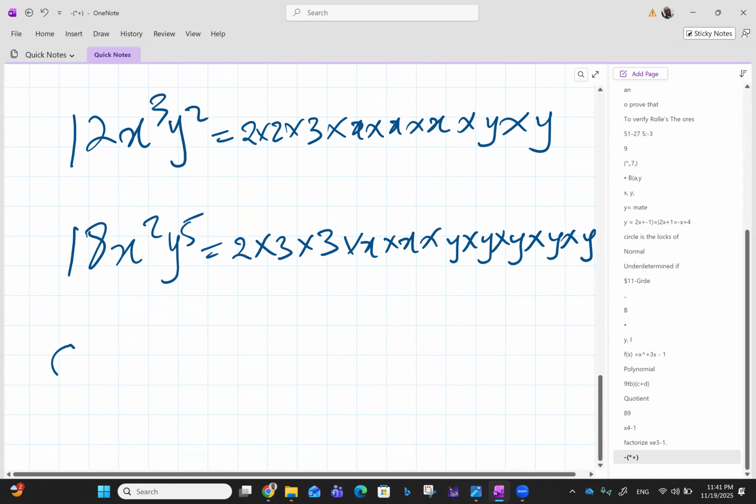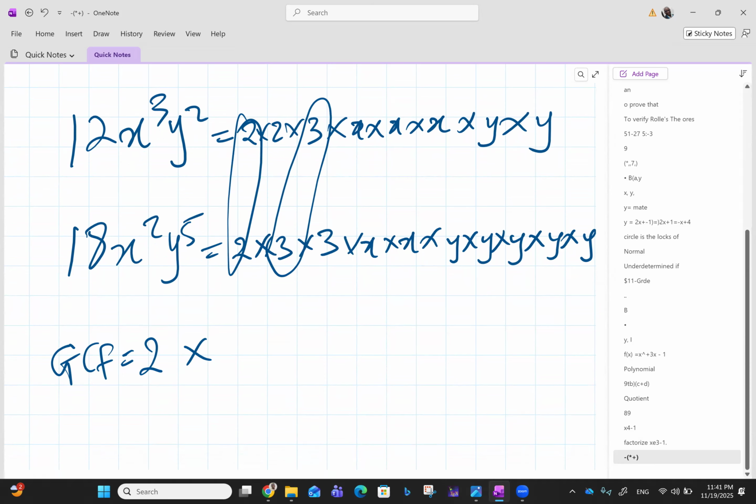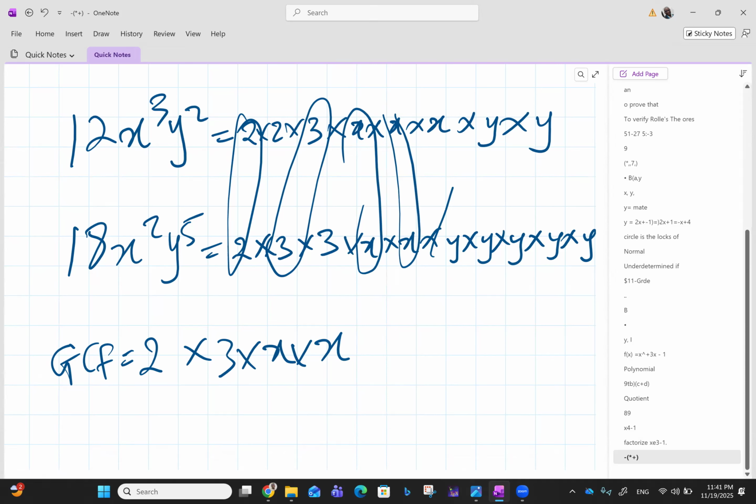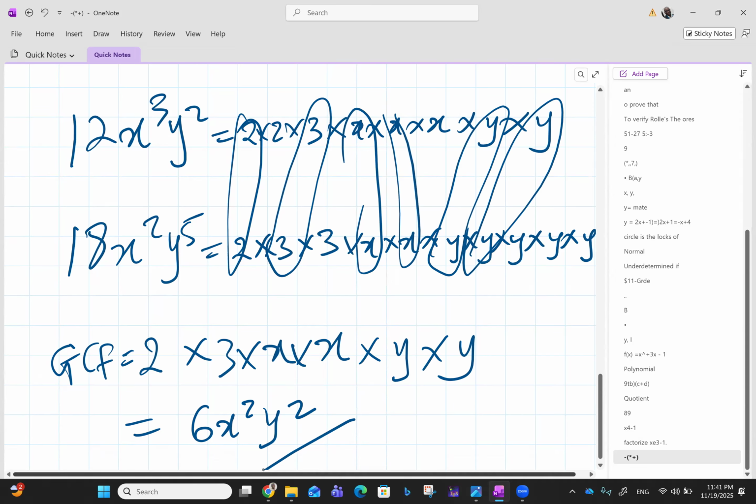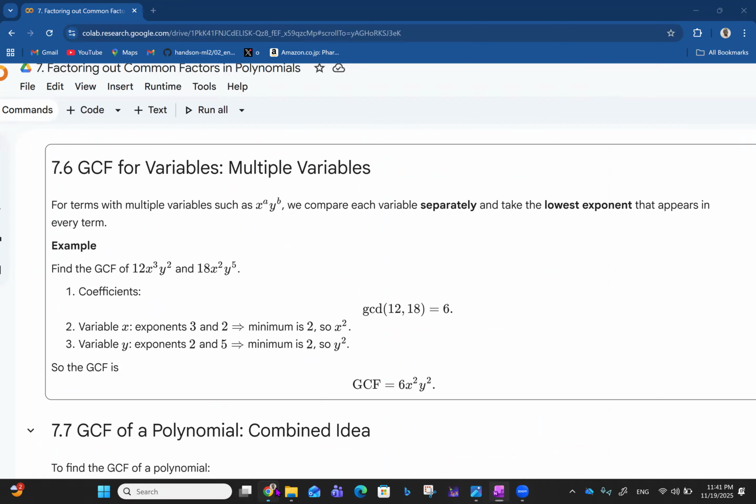Okay. So the greatest common factor will simply be, 2 is common, pick 2. 3 is common, pick 3. x is common, pick 1 x. Then x is common, pick that x. What else do we have? We have y to be common, pick y. We have another y is common, pick y. So at the end of the day, the GCF is 6x squared y squared, just like we have on that page. So 6x squared y squared.